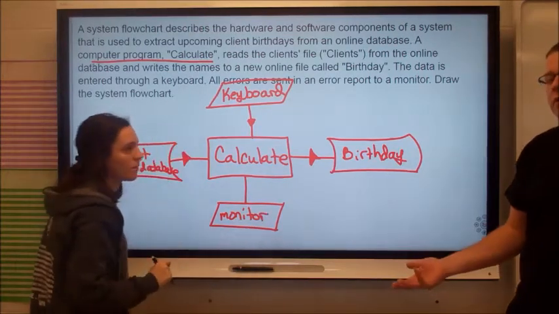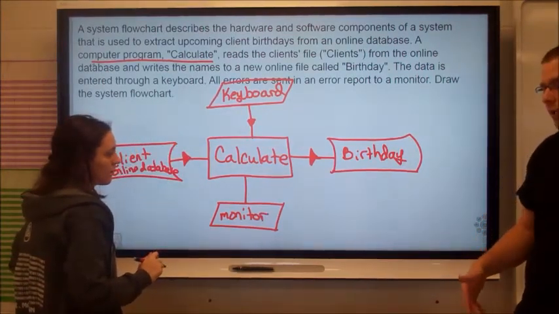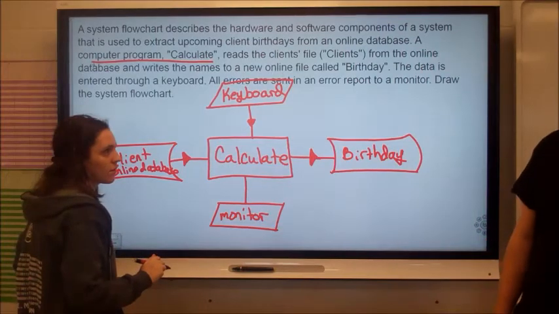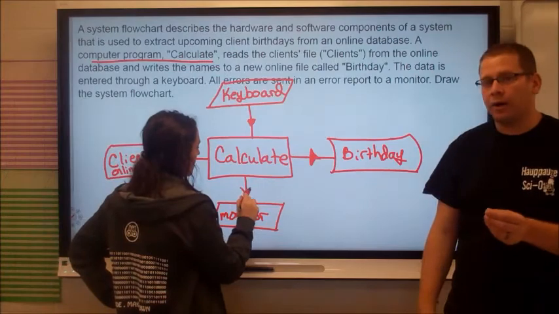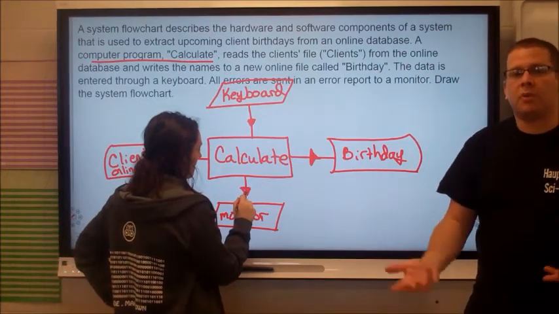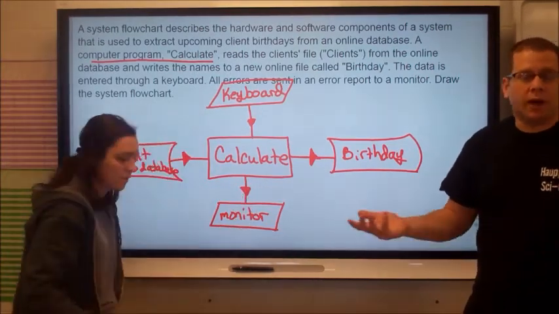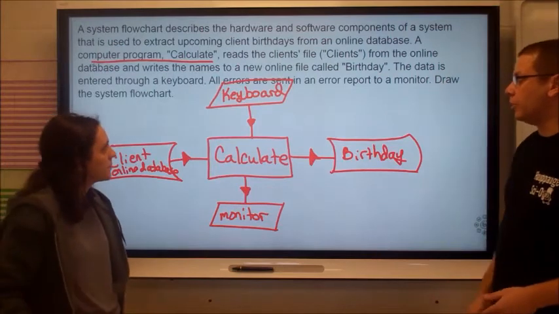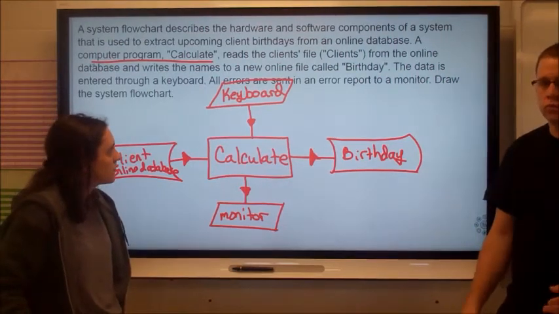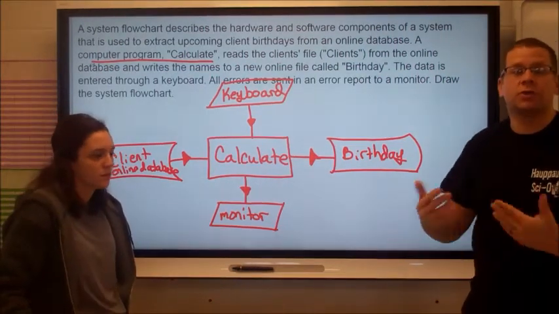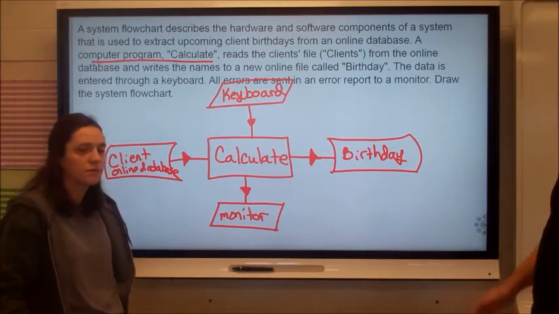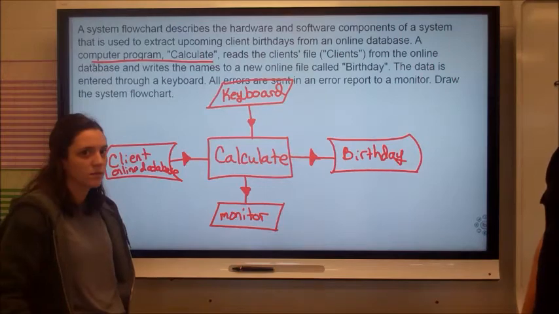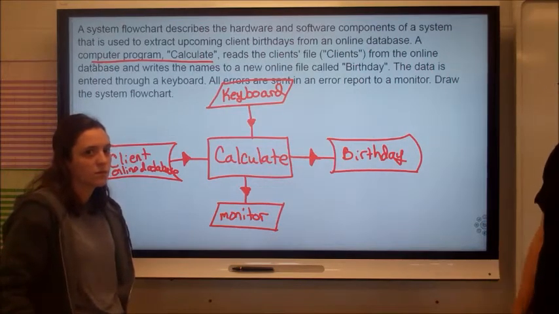You could also signify that the only thing it would send you back if there was a problem would be an error report. Notice the question does not say anything about getting monitor feedback because you were right. It just says if there's an error report, you see something on the monitor. We don't have to assume that it does anything else. So that's our final system flowchart for this birthday example.